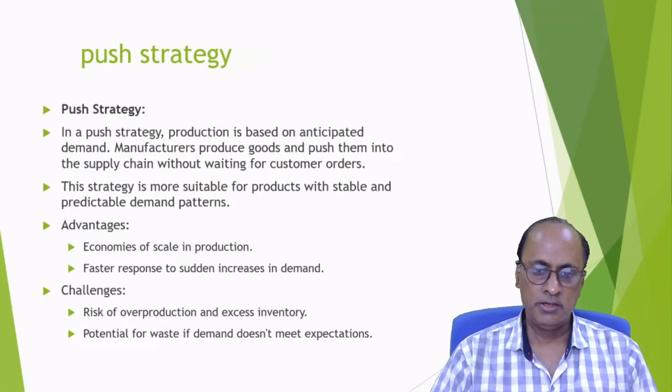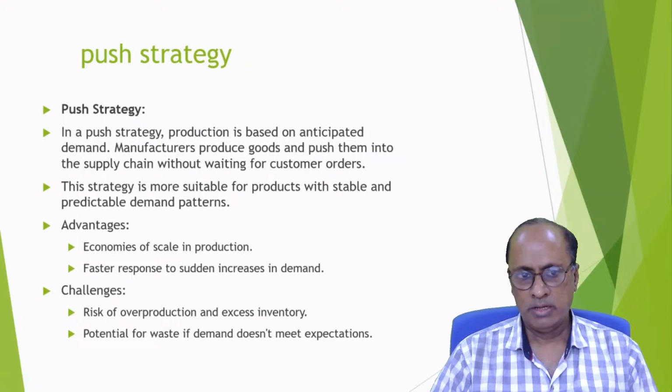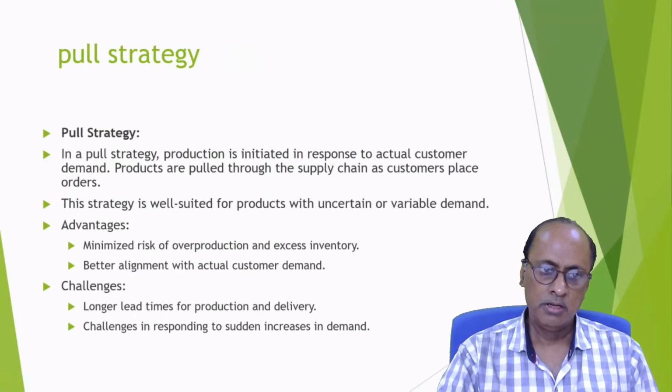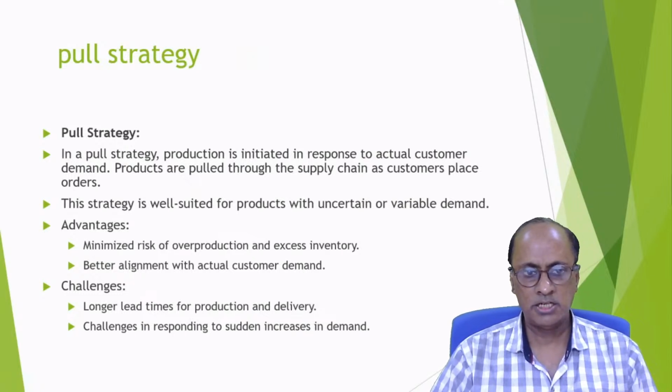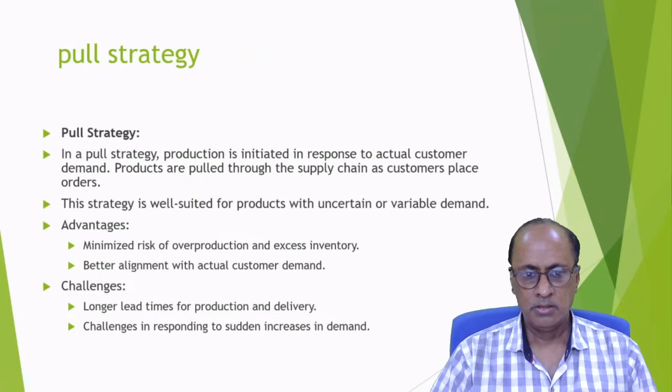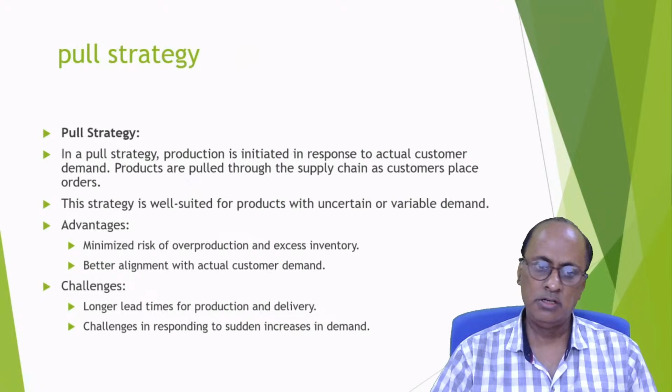So push strategy, as the name suggests, means we push the goods into the supply chain without waiting for the consumer's orders. In contrast to it, we have another strategy, that is pull strategy. In a pull strategy, production is initiated in response to actual customer demand. Products are pulled through the supply chain as customers place orders. This is well suited for products with uncertain or variable demand.